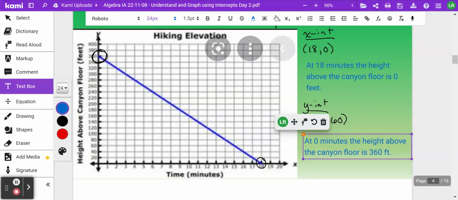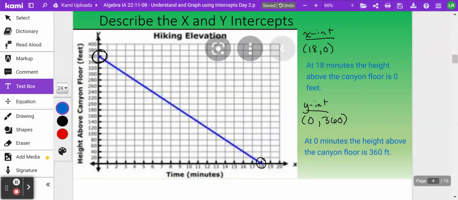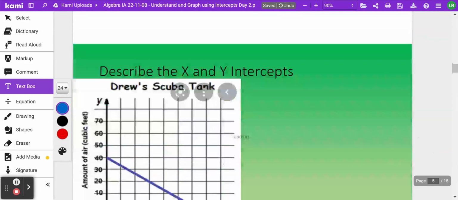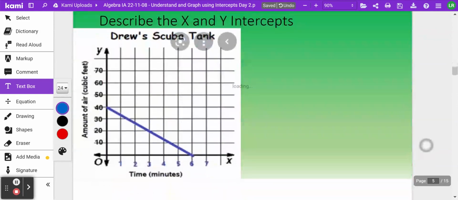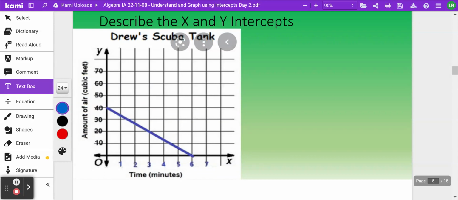Okay, let's go on to our next one. Go ahead and pause the video and complete this problem. X and Y intercepts, remember.